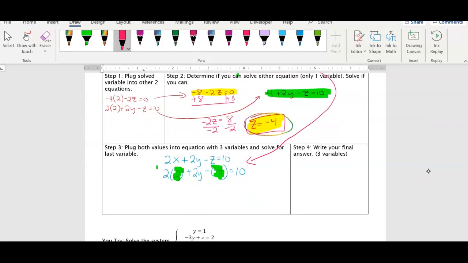So I'm going to multiply. 2 times 2 is 4. I'm going to bring my 2y down because I don't know what I'm doing with that yet. And then this negative in front of the parenthesis means that this -4 becomes a +4.